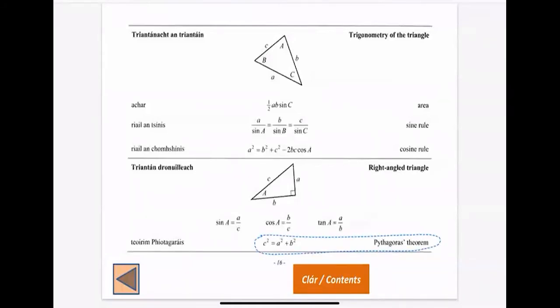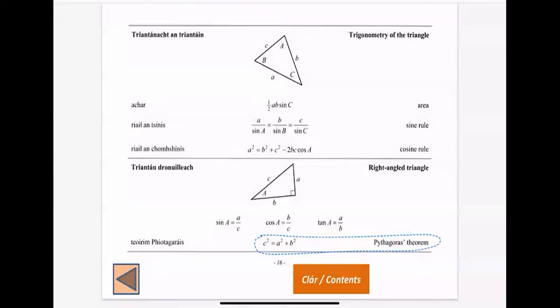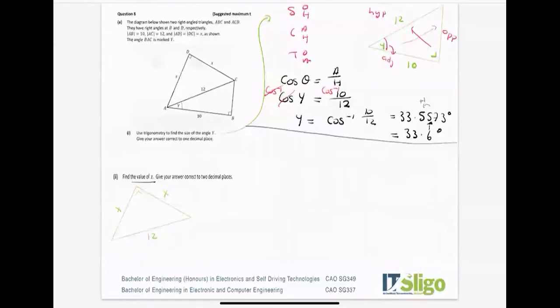And Pythagoras' theorem is all about the sides, and we know that because it's written in small letters. If you have a look at the diagram in your log tables, they have labelled the sides with small letters, and they always label the angles with big letters. So Pythagoras' theorem is all about sides. That's the bit of theory we need for this.